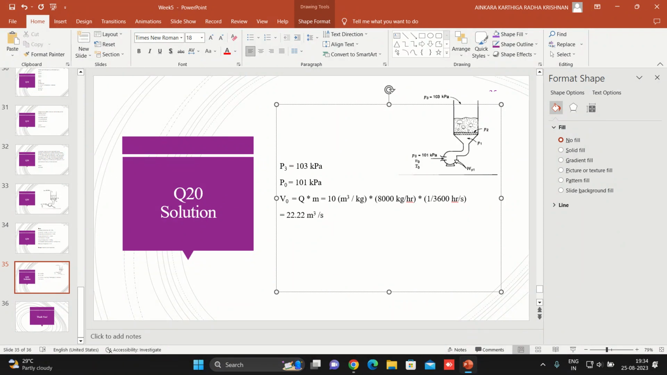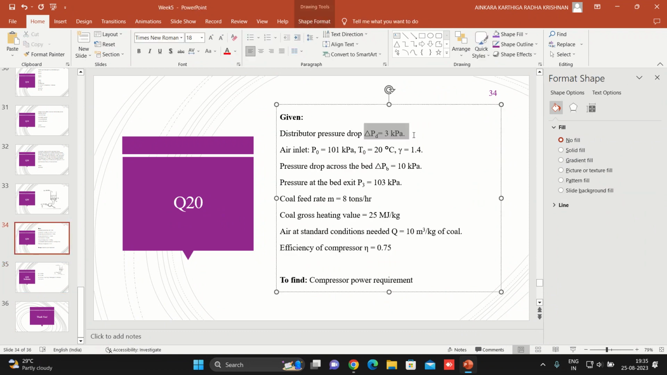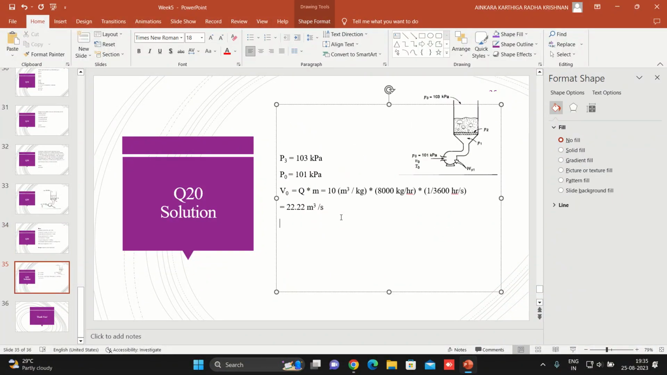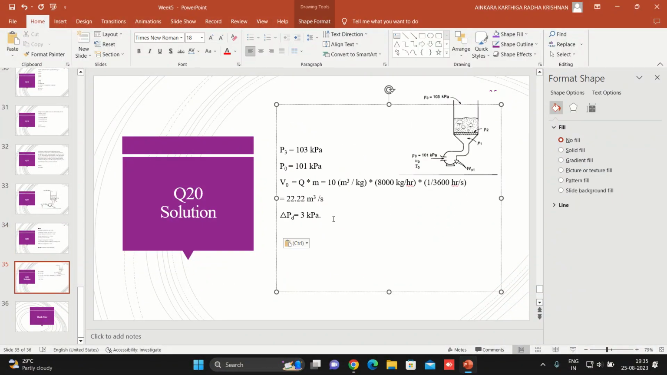So we are given one more thing. What was that? Delta PD is equal to 3 kilopascal. What does it mean? It means that P2 minus P1. No, it is actually P1 minus P2. P1 would be greater, right? P1 minus P2 is equal to 3 kilopascal.